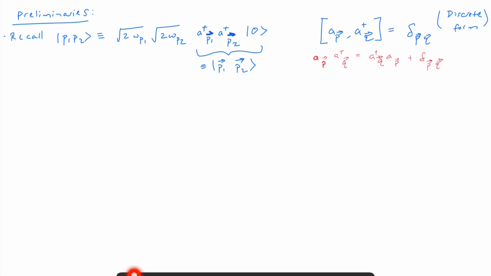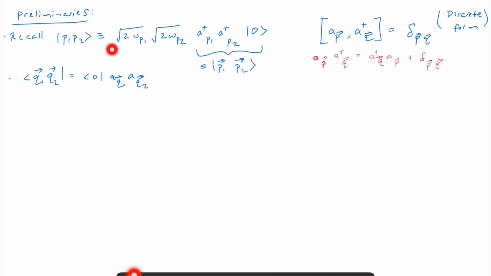Remember also our old formula here, that at least in the discrete form, we have the commutator of A sub P with A dagger sub Q, and that is equal to delta PQ. This is the Kronecker delta. If you just expand this out for what the commutator means and then shift a term, you have this equivalent formula over here.